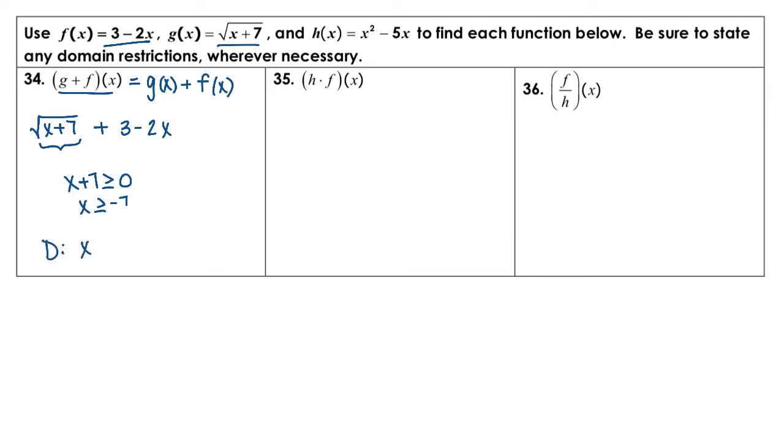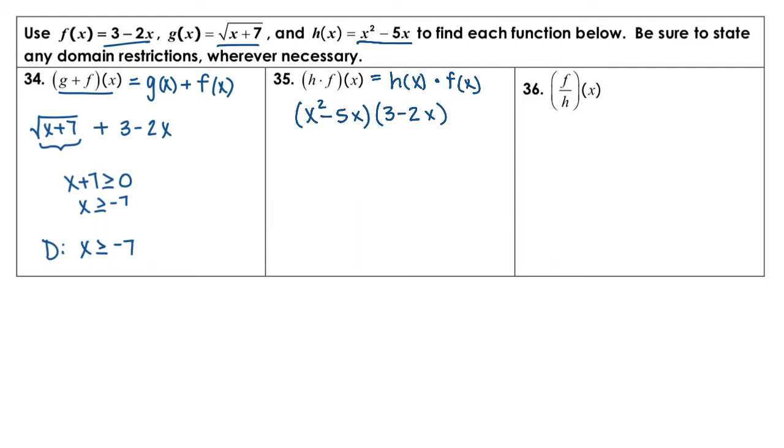Our domain is just going to be x is greater than or equal to negative 7. Okay, number 35, notice that function notation implies multiplication. So for this function, we're going to have to say h at x times f at x. And so h at x is going to be x squared minus 5x times f at x, which is going to be 3 minus 2x.